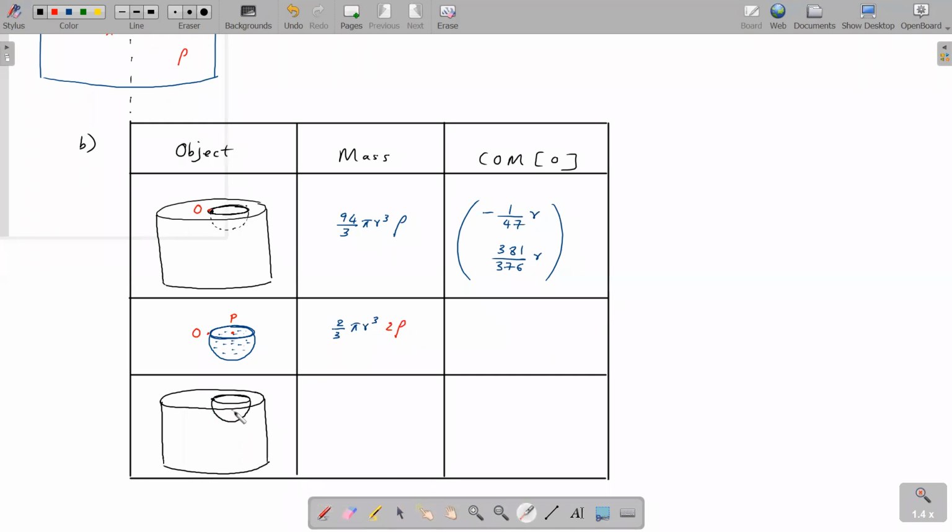Okay, guys. So then this is the final object, with the water. So can we add everything together? This is 4 over 3 pi r cube rho. Okay, guys. 4 over 3 pi r cube rho.